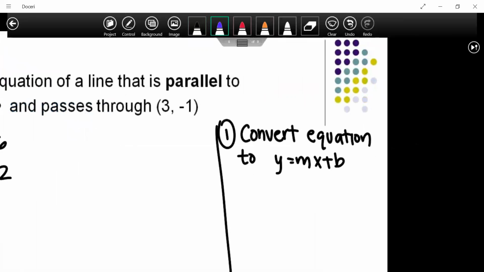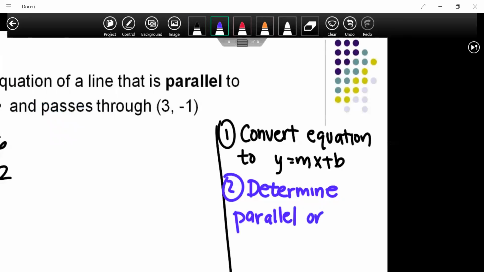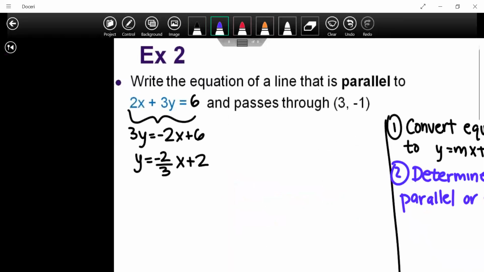My second step is to determine parallel or perpendicular. So we want to look at our slope here. The parallel slope would be the same as this slope, negative 2/3. It's the same slope.